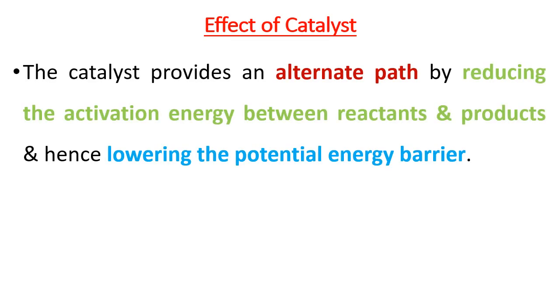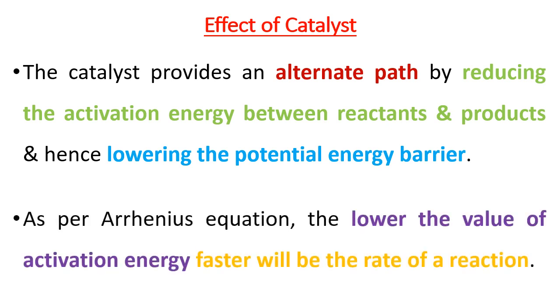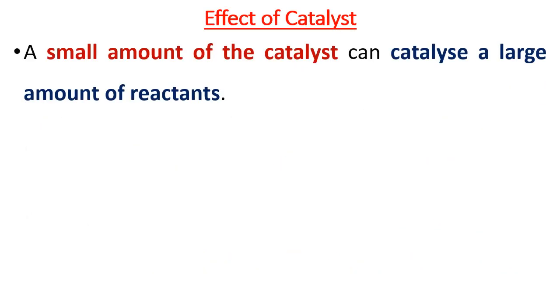The function of catalyst is it provides an alternate path by reducing the activation energy between the reactants and the products, and hence lowers the potential energy barrier between the reactants and products. As per Arrhenius equation, the lower the value of activation energy, faster will be the rate of a reaction. A small amount of the catalyst can catalyze a large amount of the reactants.